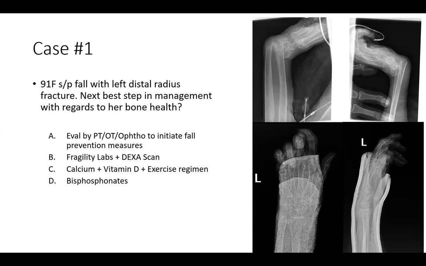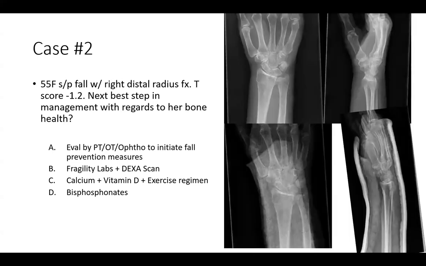You can call us out in the audience here. Yeah, exactly. That's a good point. So you can do more than one of these. But if you had to just pick one, what is the next best step? Test taking strategies. All right, tough crowd. All right, let's move on to our next case.